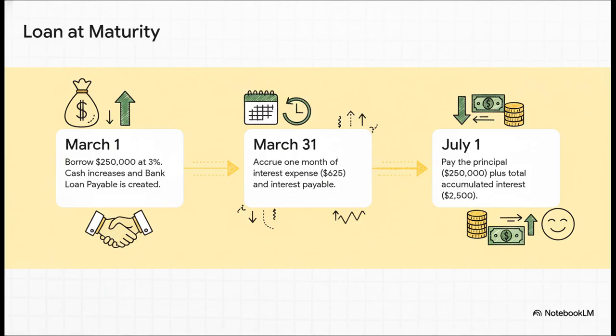Step 1, cash comes in and a bank loan payable is created on the books. Simple enough. Now, step 2, at the end of March, even though no payment is due yet, the company has to accrue the interest expense for that month. In this case, it's $625. We have to recognize the expense as it's incurred. Then step 3. Come July 1st, maturity date, the company pays everything back, the full $250,000 principal plus the total interest that has built up, which would be $2,500.